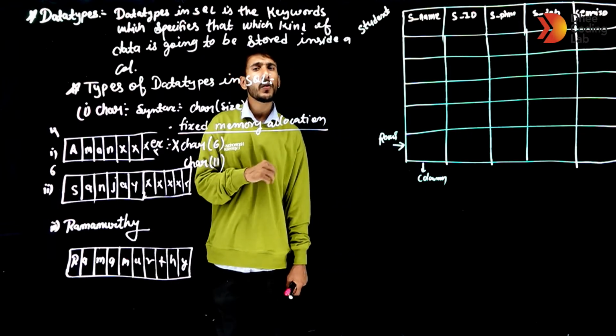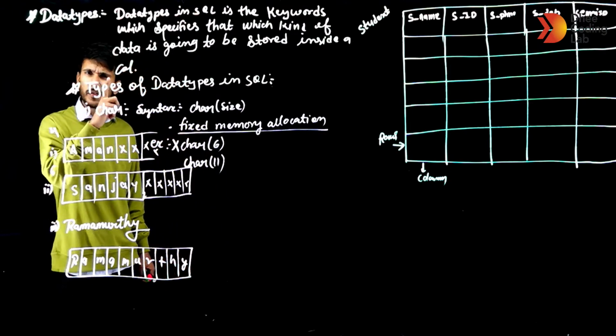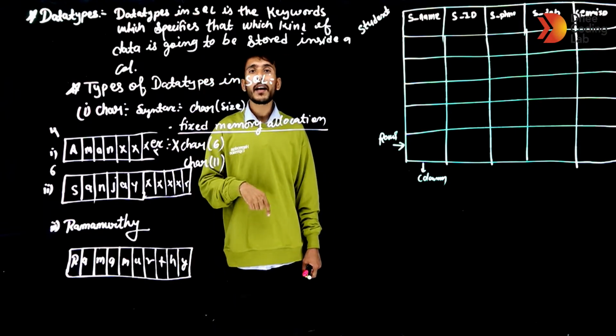In which cases should some data be there that is fixed? No one can change that data. In that case, I will use the char data type.